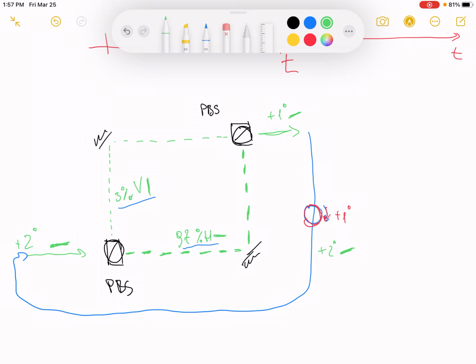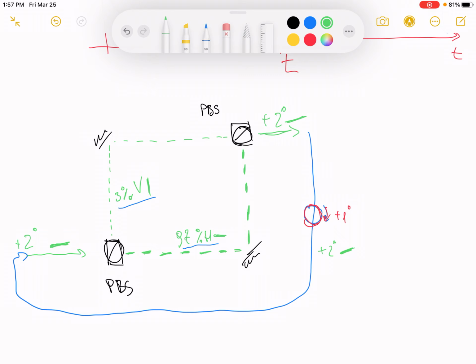What happens as it cycles through the interferometer and gets out of the second polarizing beam splitter? We see already not plus 1 degree, but plus 2 degrees polarization of the photon. Now, as it cycles through, think what happens.